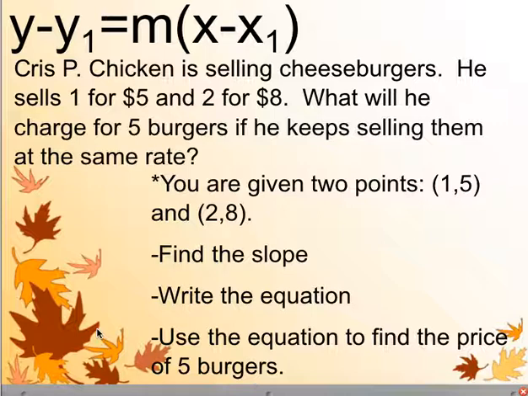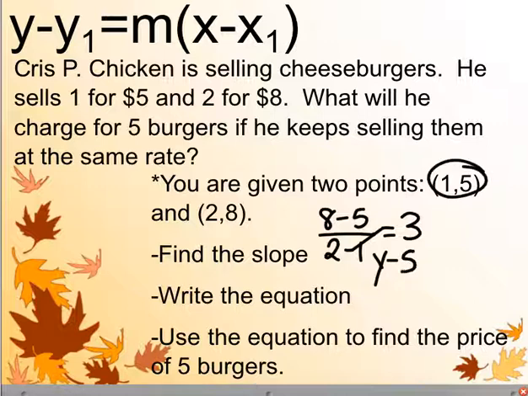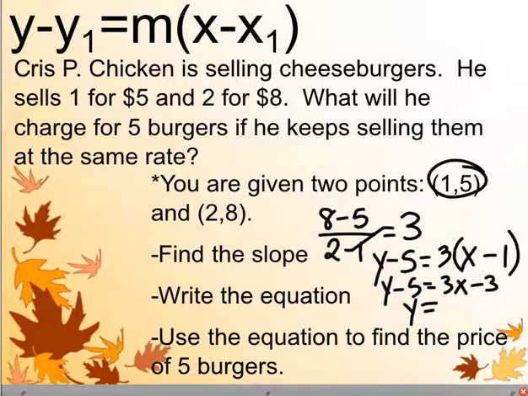So to find the slope, we're going to do y2 minus y1, so 8 minus 5 over 2 minus 1. So we get 3 over 1, which is just 3. We plug it into the equation to say y, I'll use the first point, y minus 5 is equal to 3 times x minus 1. Expand, and we get y minus 5 is equal to 3x minus 3. Add 5, and we get y equals 3x plus 2.